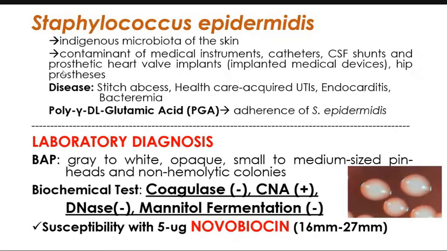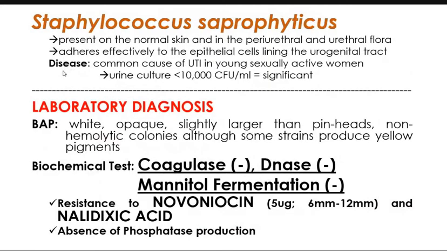Ano yung nag-help sa kanila mag-adhere? It is the gamma-DL-glutamic acid, or the PGA. Ito ang tumutulong kay epidermidis para kumapit dyan sa mga devices like medical instruments, catheters, sa mga prosthesis, and others. Okay?